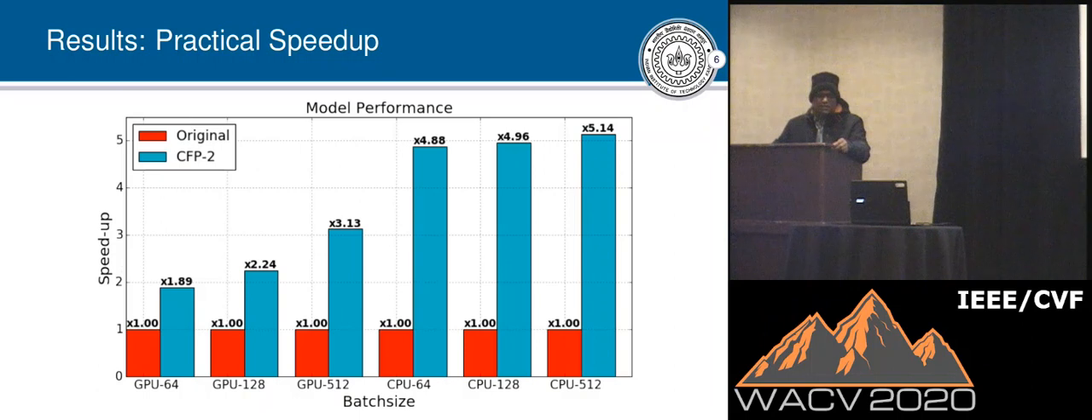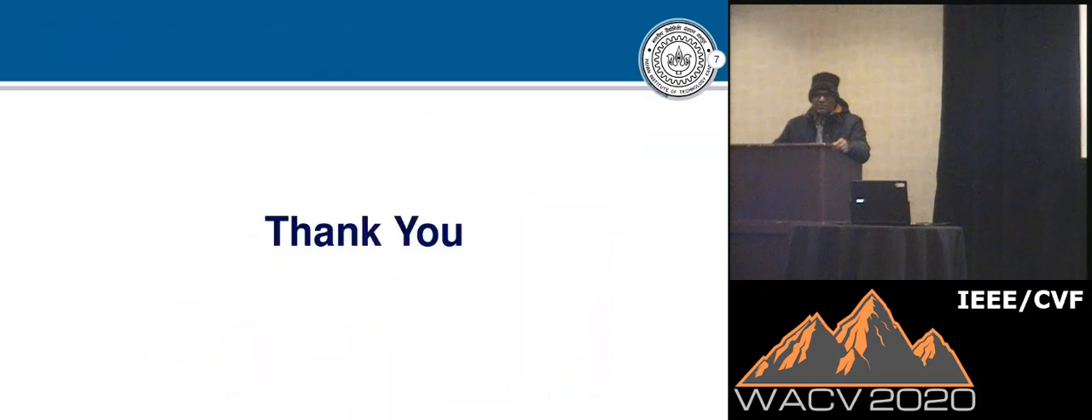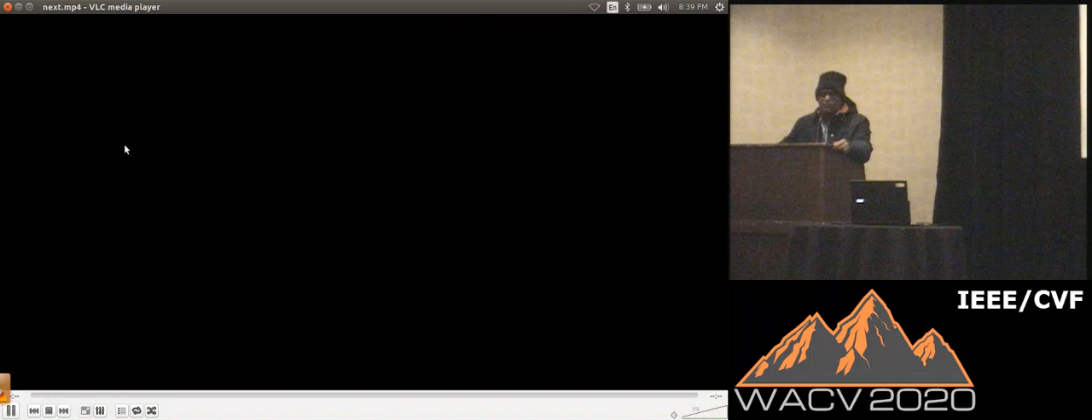And these are our practical speed-ups on CPU and GPU. On CPU, we have practical speed-up close to theoretical claimed speed-up. And on GPU, speed-up depends on batch size. Like for a small batch size, it is lower. So practical speed-up depends on machines, it depends on architecture, it depends on number of cores.